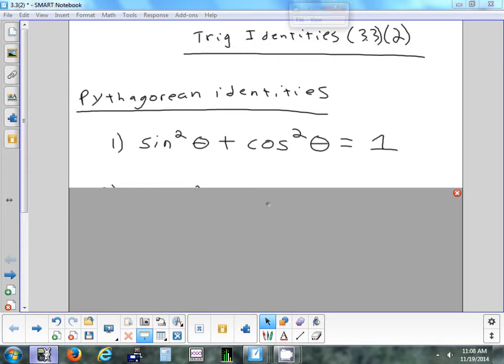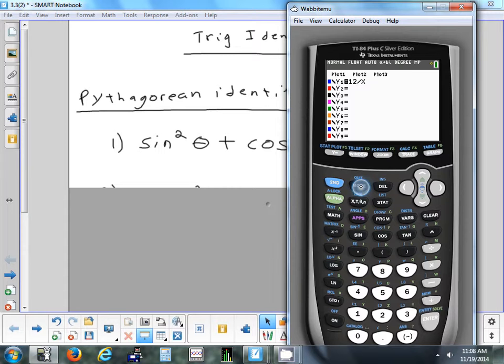Let me show you. Somebody give me an angle, any angle. 25. So if you take the sine of 25 and square it, take the cosine of 25 and square it. When I hit enter, what did the formula say I'm going to get? 1. I'm going to get 1, and I do. I get 1. That'll work for any angle. That's why it's an identity. It's always true.